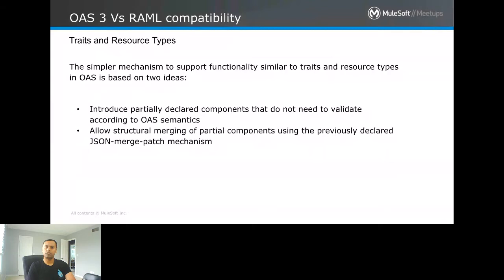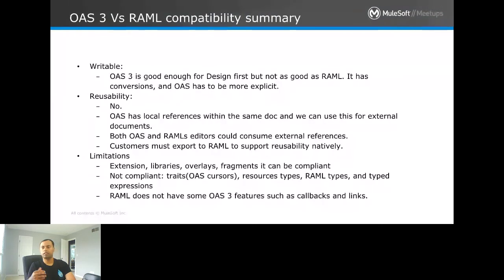To summarize this, it can be a little bit biased, but my opinion is that OAS 3 is good enough for design, but is not as good as RAML, in the sense that the reusability feature is still not there yet with OAS 3 as it is with RAML. There are some limitations in that you cannot build traits the way you build them in RAML. There is something which is not exactly the same; we call it OAS cursors. You can use that in OAS 3, but traits and cursors are not exactly the same thing.